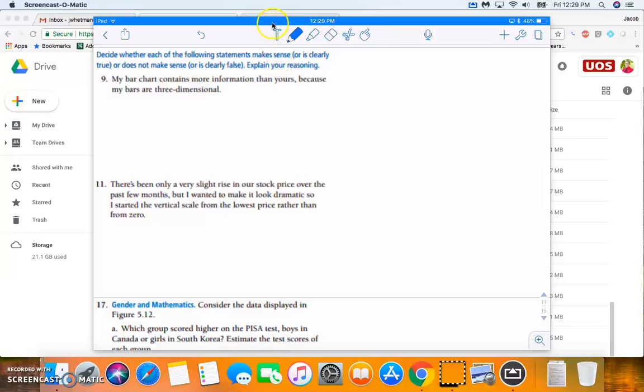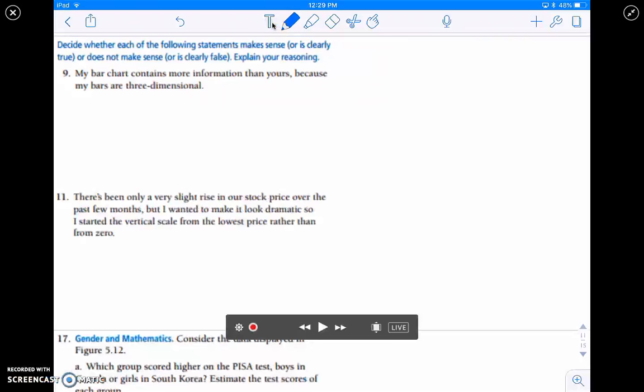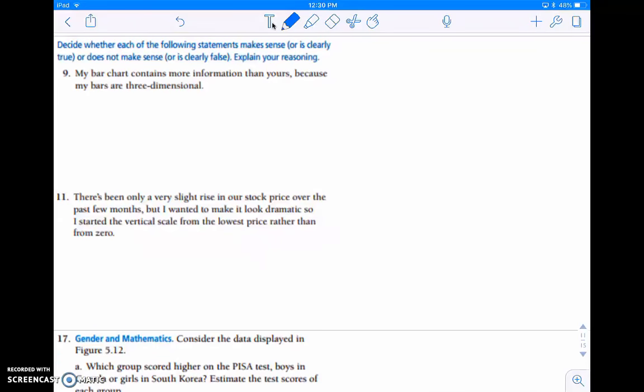Okay, this is part 2 of Unit 5D, and we're looking at different types of statistical graphs and extending beyond just our simple two-dimensional graphs, and going into displaying multiple or three-dimensional types of data. So we want to decide whether each of the following statements makes sense, or is clearly true, or if it doesn't make sense, or it clearly is false, and explain our reasoning.